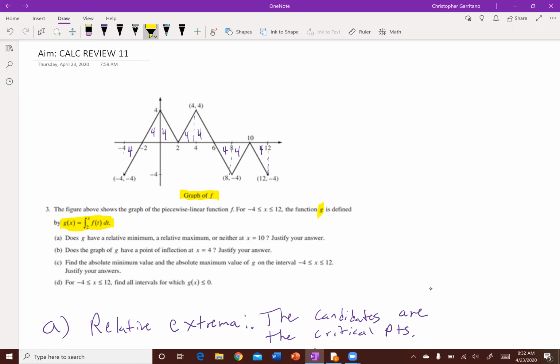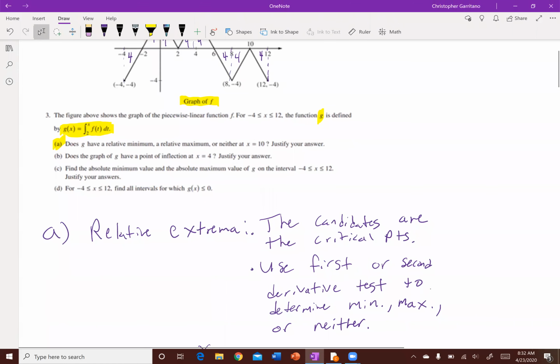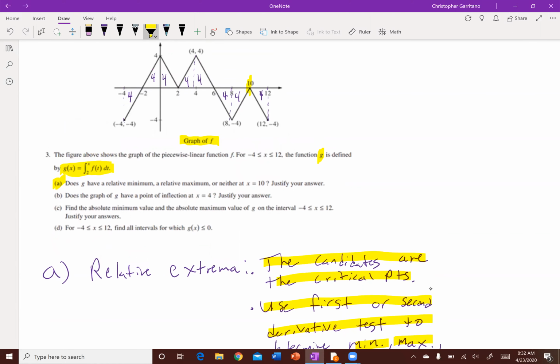All right. So part A: does this function have a relative min, a relative max, or neither at x equals 10? First of all, in general, the candidates for relative extrema are only your critical points. So that's the only thing we have to worry about in general when we're finding relative extrema. And once we do find those candidates, we use the first or second derivative test to determine min, max, neither. Now in this case, they actually tell us to focus on a certain point. So there's no real need to find all the other critical points right now. So we're just going to focus on x equals 10.